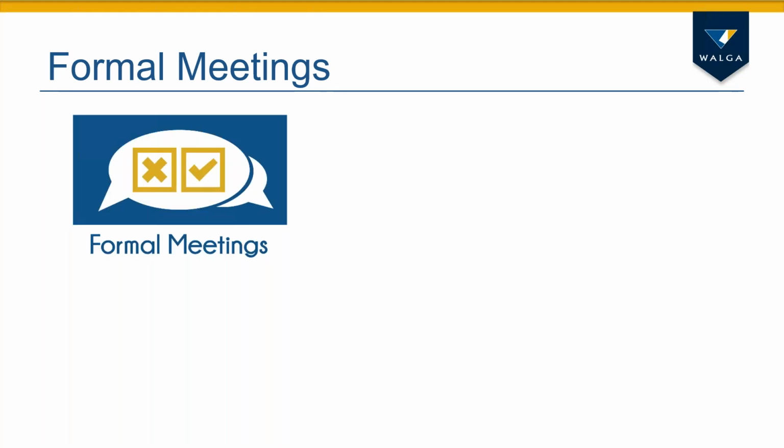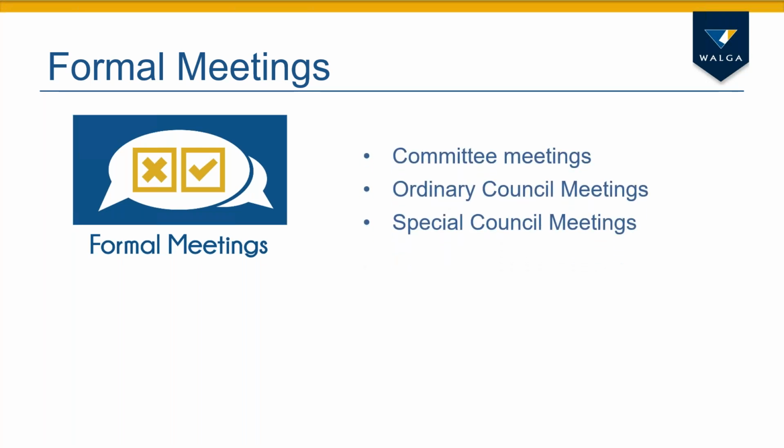Let's look at formal meetings. Formal meetings are prescribed in the Local Government Act and include committee meetings, ordinary council meetings and special council meetings. Formal meetings are the place where elected members come together as the Council to act as the governing body of the local government entity, as a formal meeting is the only place an elected member, when acting as part of the Council, and therefore the Council, can make decisions.